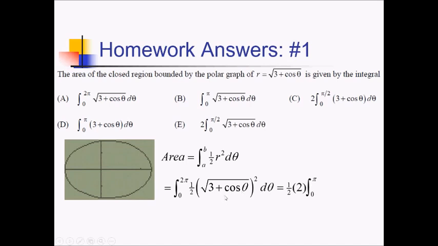And now I could also touch this up a little bit inside. Why square a square root? You can just simplify that to 3 plus cosine of theta d theta. And of course, if we multiply the 1/2 and the 2 out here together, those just go away. So we end up with the integral from 0 to pi of 3 plus cosine of theta, which is going to match one of the answer choices. That's going to be answer choice D.